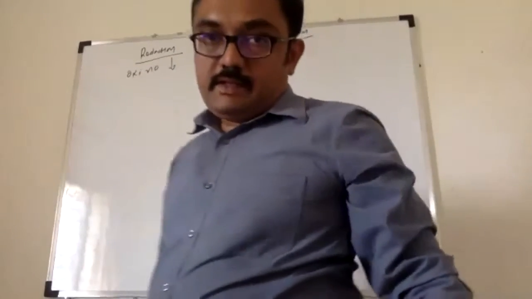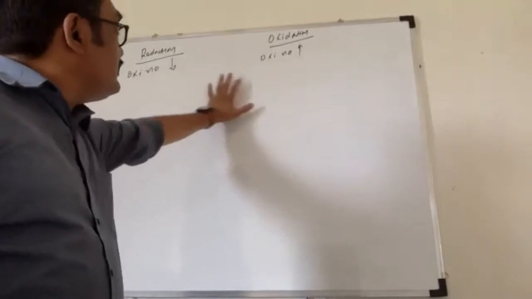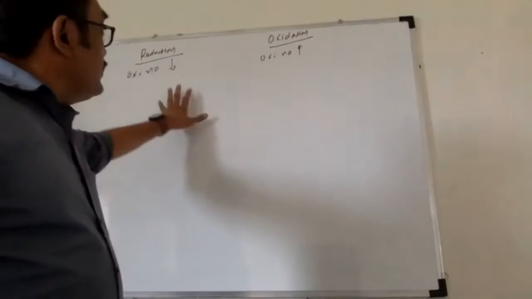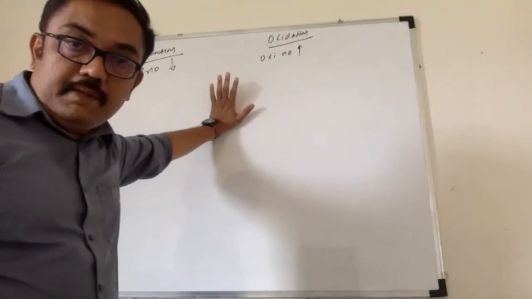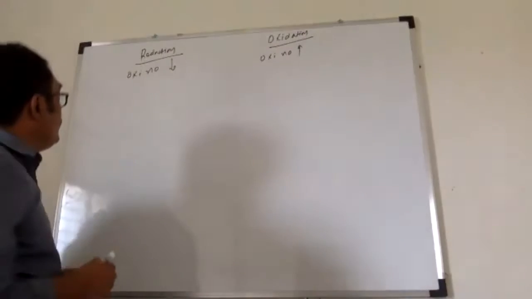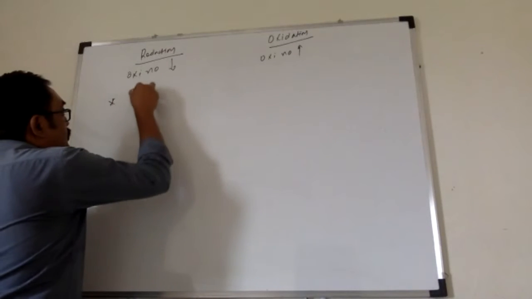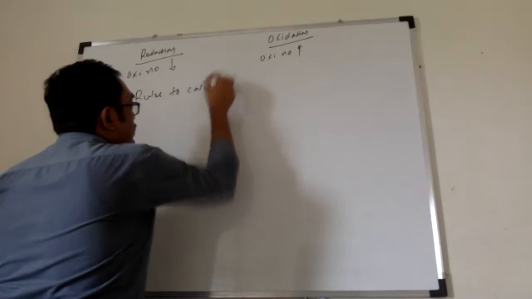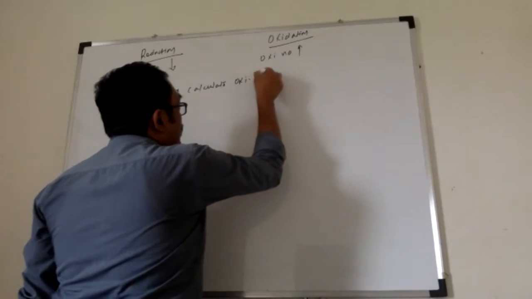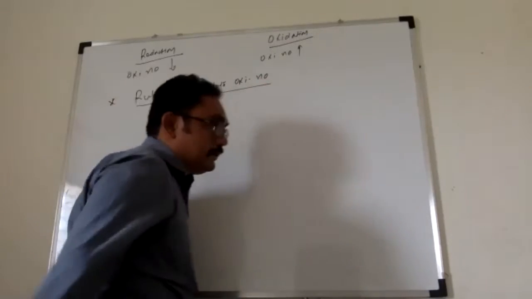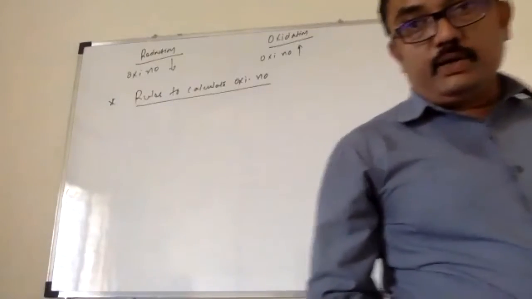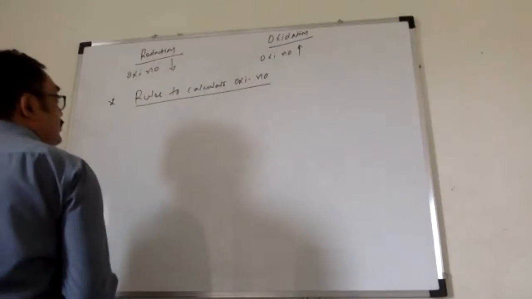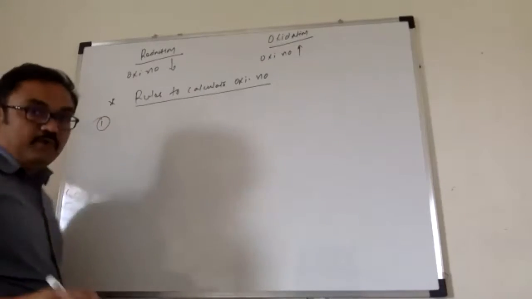Now this definition has no limitation. It can be applied on any redox reaction. So to understand this, I have to begin with the oxidation number, how to find oxidation number. So write down rules to calculate oxidation number. Now we are going to understand rules to calculate oxidation number. In that, write down first rule.